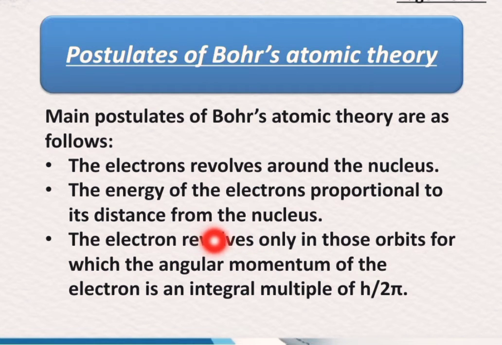Point number 3, the electron revolves only in those orbits for which the angular momentum of the electron is an integral multiple of h upon 2 pi, where h is Planck's constant and its value is 6.626 × 10^-34.